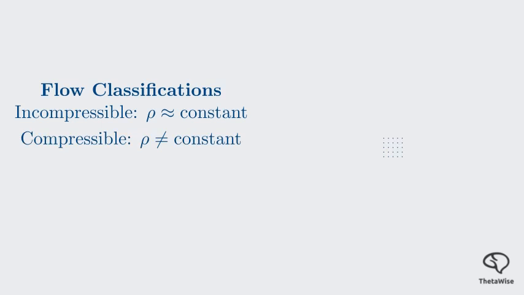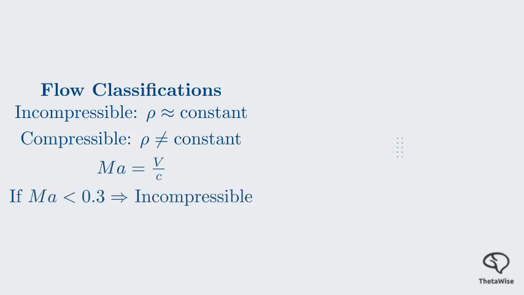This is common in high-speed gas flows, such as air moving around a supersonic jet. We often use the Mach number to determine if compressibility is important. If the Mach number is less than 0.3, even gases can often be treated as incompressible.